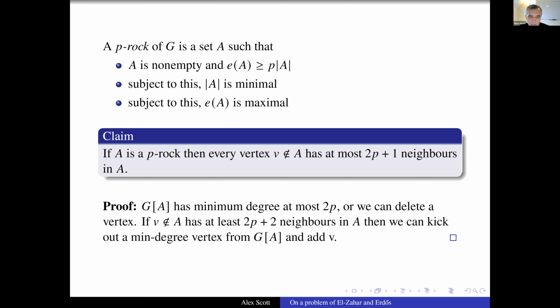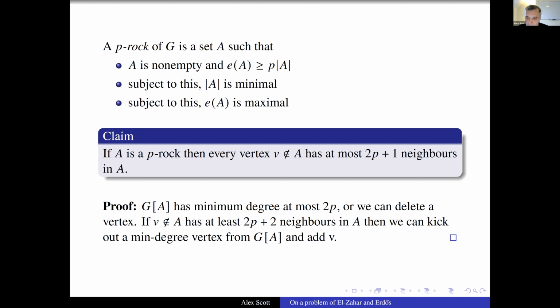So first of all, you look at the subgraph induced by your p-rock, and you note it has at least one vertex with degree at most 2p. Otherwise, we can just delete a vertex and get a smaller p-rock, so that breaks the first of the two minimality conditions. So it has at least one vertex of minimal degree.